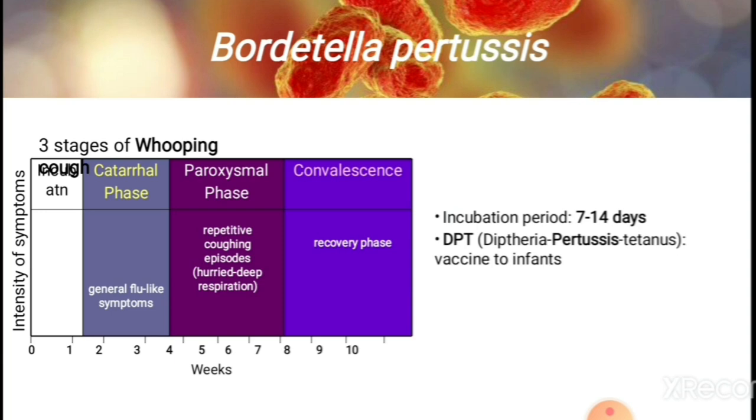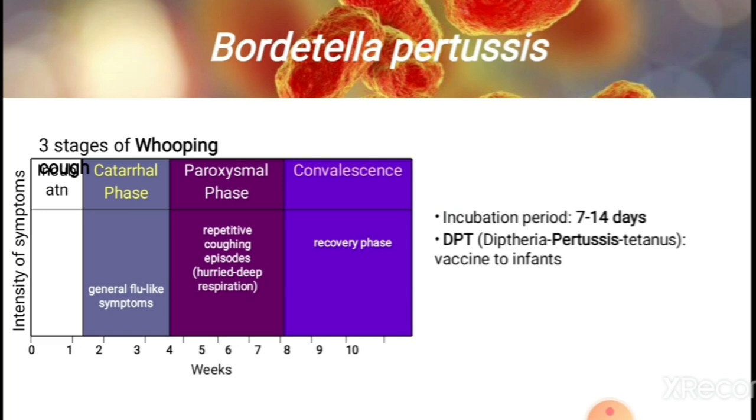Our whooping cough has 3 stages. The first stage of our whooping cough is the catarrhal stage. It is a mild cold-like infection. It is highly infectious but not very ill. The second one is the paroxysmal phase or the paroxysmal stage.